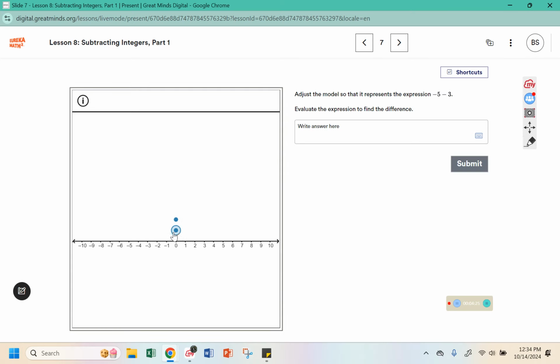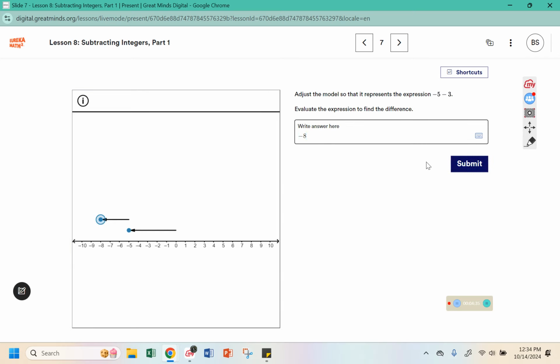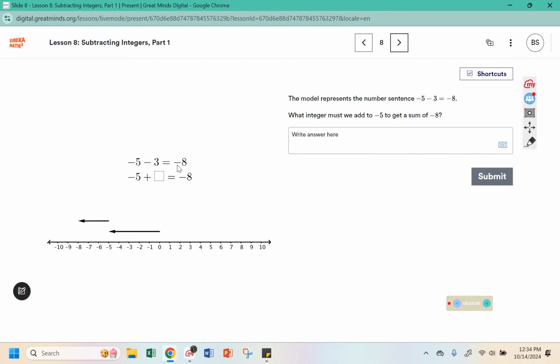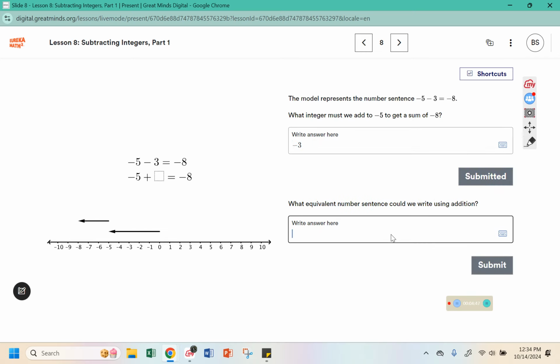Adjust the model so it shows -5 minus 3. So we're going to continue to go back 3. And we've landed at -8. We have -5 minus 3 is -8. And -5 plus -3 would also be -8. We're just filling in that blank to finish the number sentence.